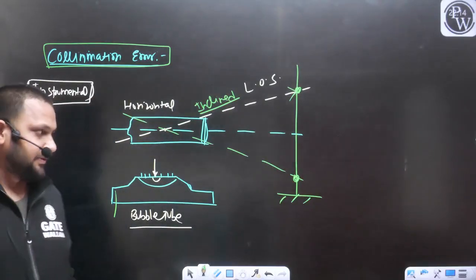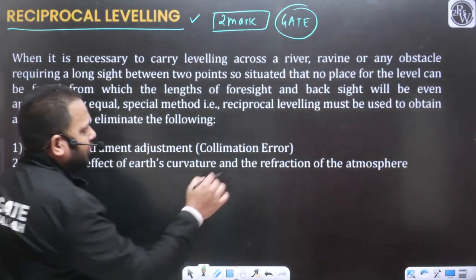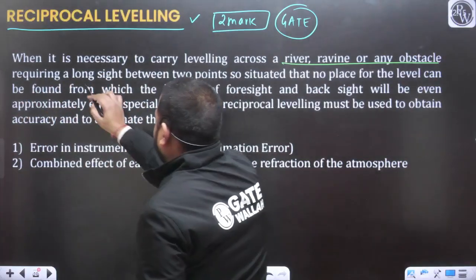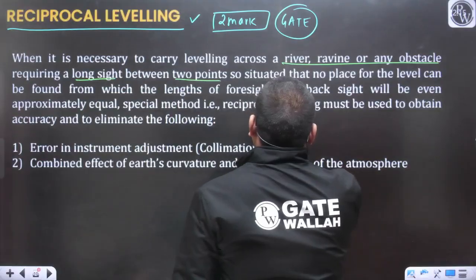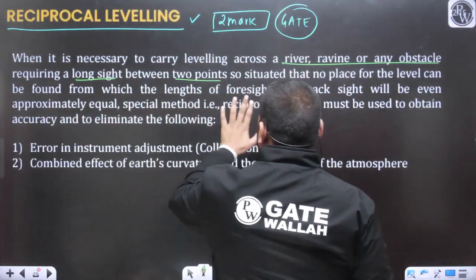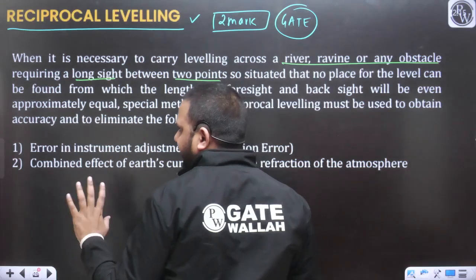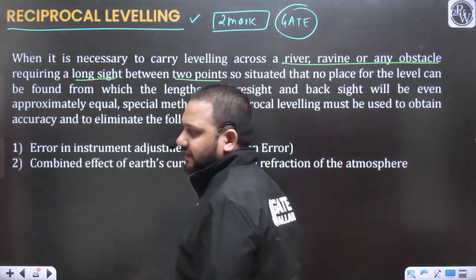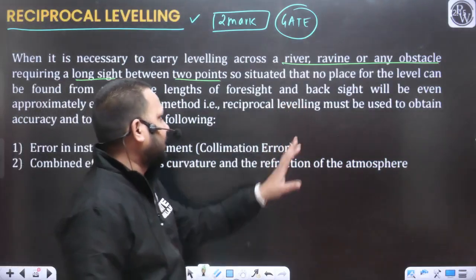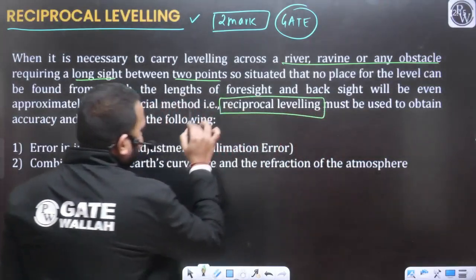So now let's see this discussion. Now you can go through all the points. When it is necessary to carry the leveling across a river or any obstacle requiring a long sight between the 2 points so situated that no place for the level can be found from which the lengths of the foresight and the backsight will be even approximately equal. That means there is no point from where we can take the staff reading between the point A and B. Due to this obstacle, in that case we will apply this method, and that is the method of the reciprocal leveling.